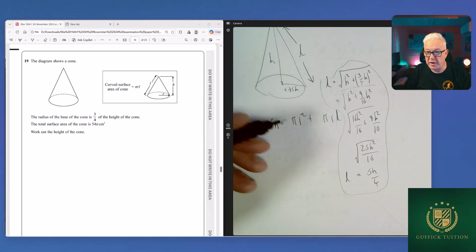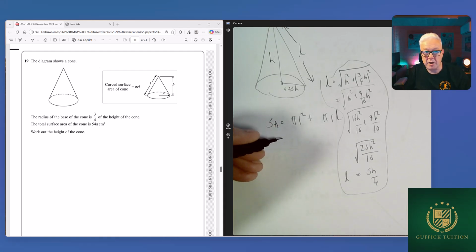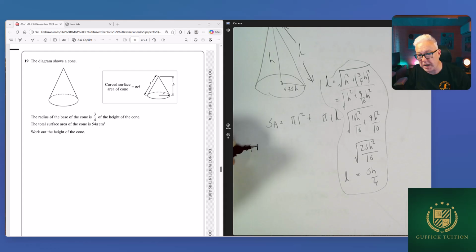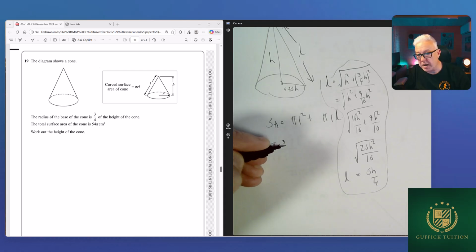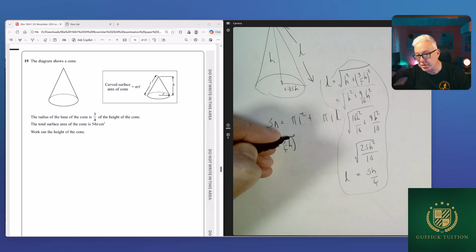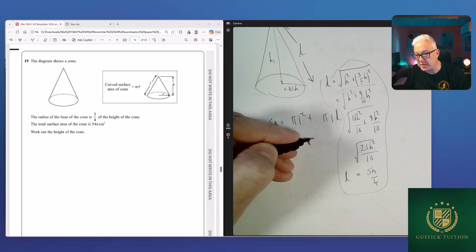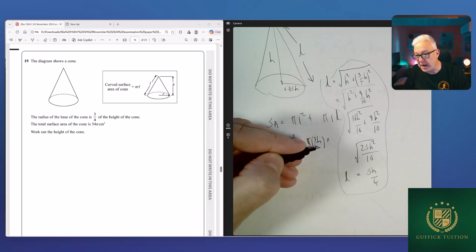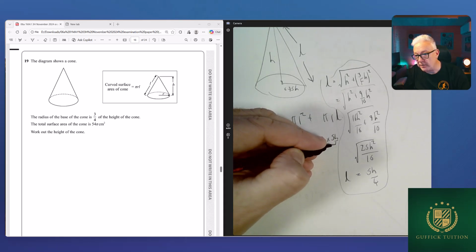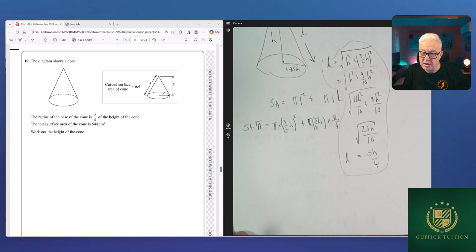So now we can come and find an expression. Let's look at our surface area equation now. So we're told that the surface area is 54 pi of the whole cone. Now that is the base, which is pi r², which is pi times 3/4 h², plus pi rl, pi times 3/4 h, which is r, times l, which is 5h/4. Okay, so that looks good.